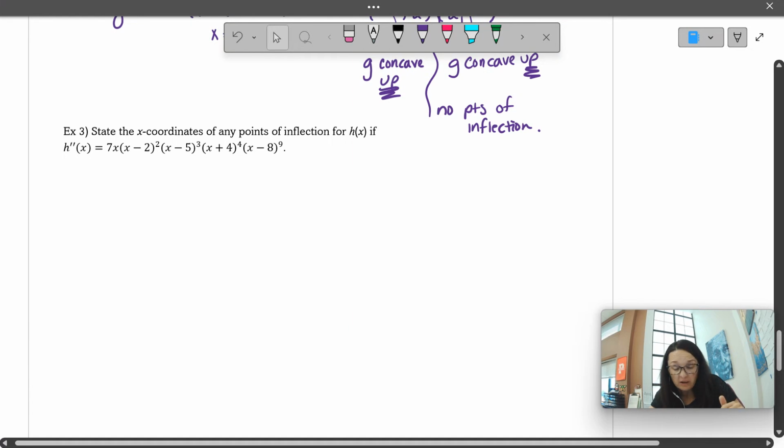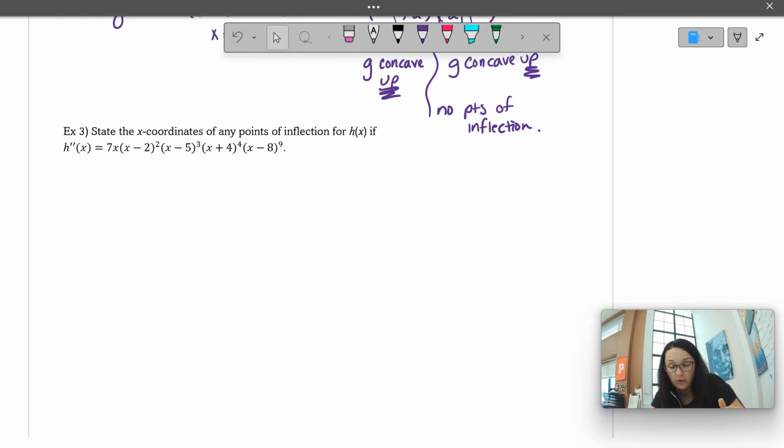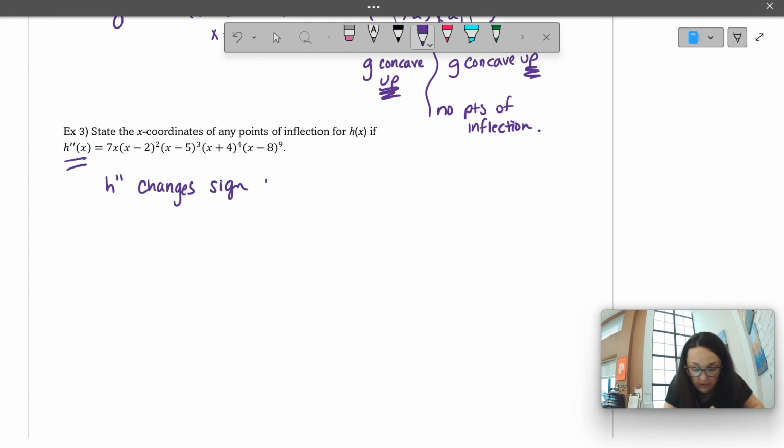And then last but not least, it says state the x coordinates of any points of inflection for h of x if h double prime is that factored thing. Okay, well, if I want points of inflection for h, I need to know when h double prime changes sign. Fortunately for us, they gave us h double prime. And so h double prime changes sign when the graph of h double prime crosses the x-axis.